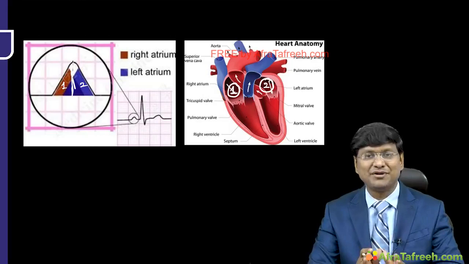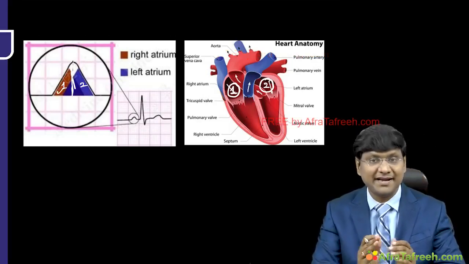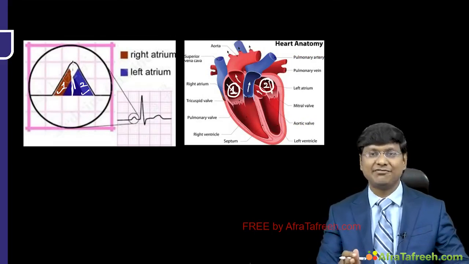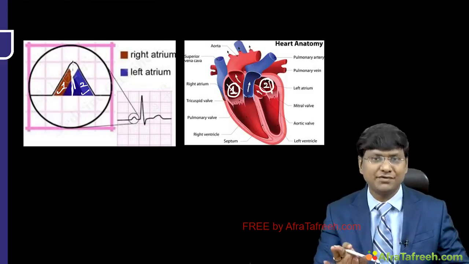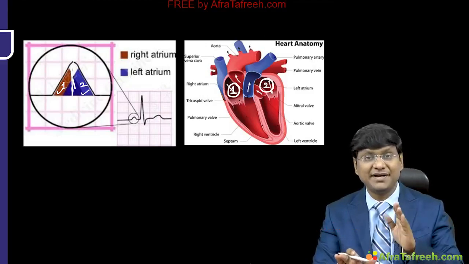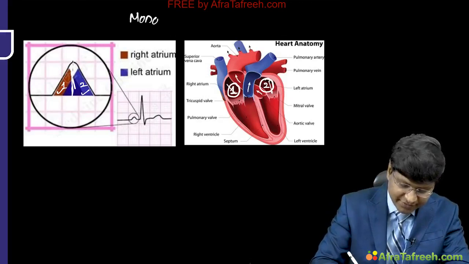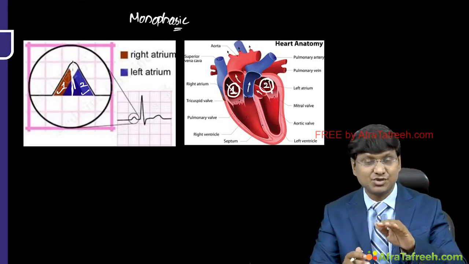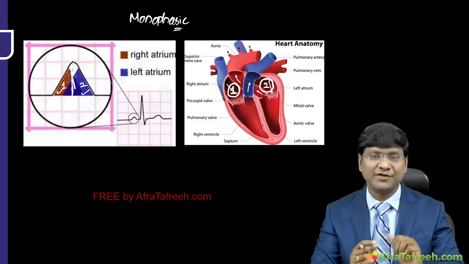So if there is any abnormality in the right atrium, you will have abnormality in the first half of the P wave, and any abnormality in the left atrium, you will have the abnormality in the second half of the P wave. Okay, so in the majority of the leads, the P wave is considered a monophasic wave. Now what do you mean by monophasic wave? That means the entire morphology of the P wave is smooth and present above the isoelectric baseline. That is what is called a monophasic wave.